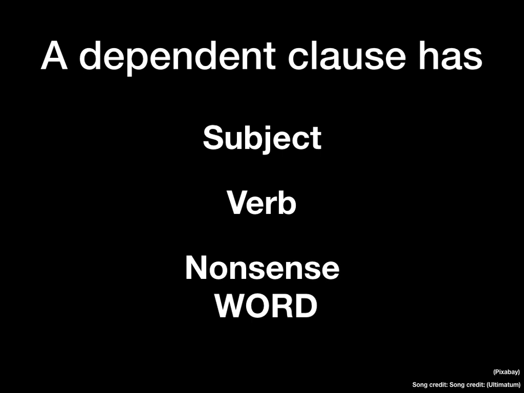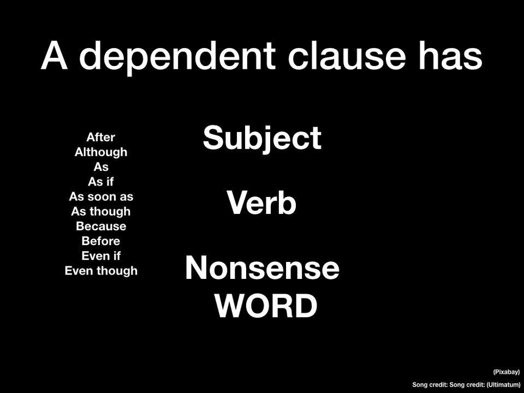Let's do this. After, although: subject, a verb, and a nonsense word. As if: subject, a verb, and a nonsense word. As soon as, though: subject, a verb, and a nonsense word. Because, before: subject, a verb, and a nonsense word. Even if, even though: subject, a verb, and a nonsense word. How, if: subject, a verb, and a nonsense word.